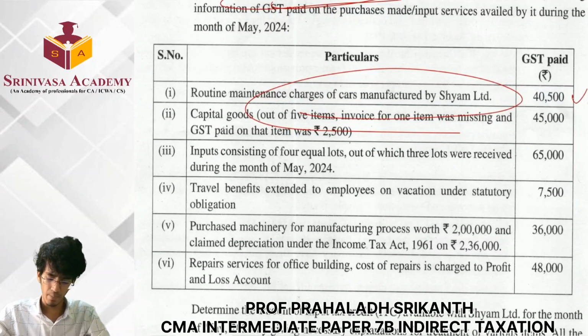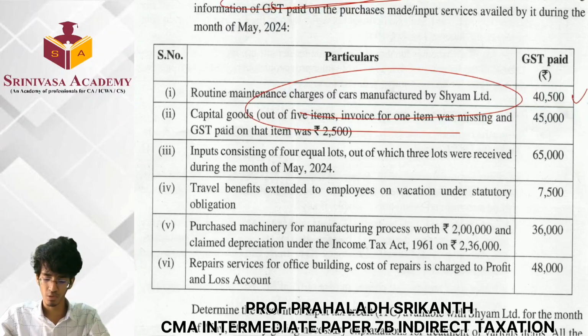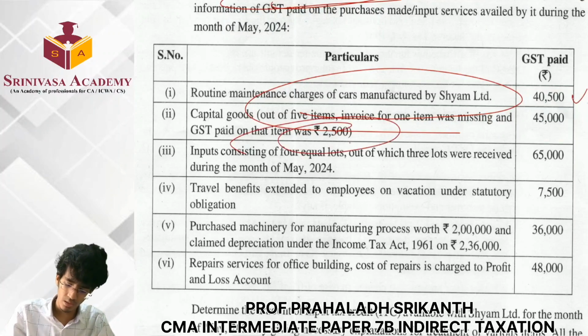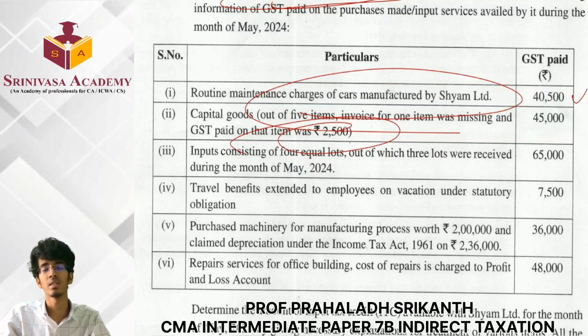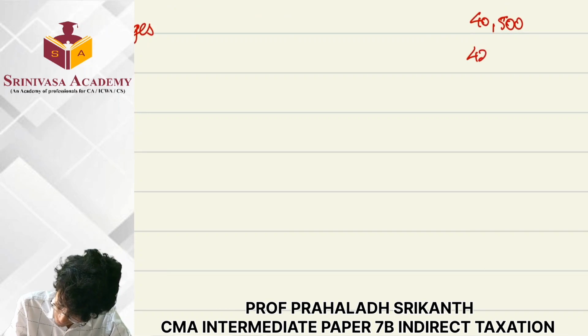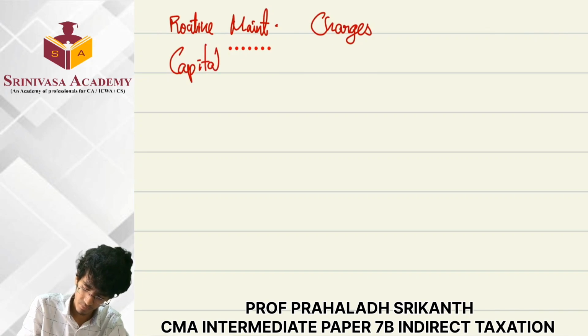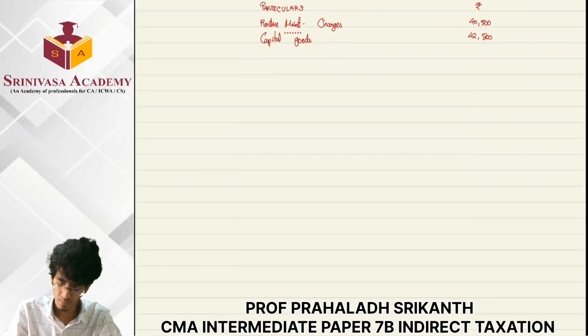Next, they have given capital goods, out of 5 items. Invoice for 1 item was missing and GST was paid. GST paid on the item was rupees 2,500. As per section 16, subsection 2A, supporting documents are required for availing ITC. But here, out of 5 items, invoice for 1 item was missing, which means this 2,500 is ineligible ITC. So 45,000 minus 2,500 gives 42,500. That is the ITC available for these capital goods. Okay, fine, we'll come to the next point.